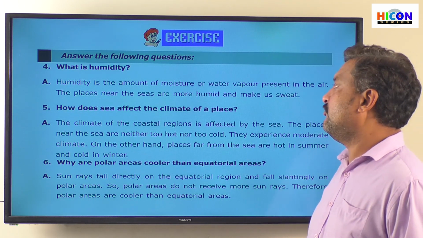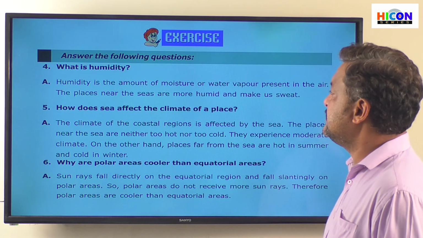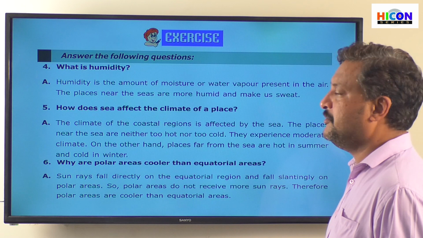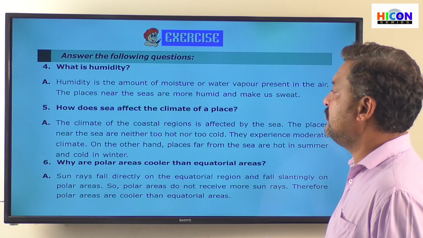Humidity is the amount of moisture or water vapor present in the air. The places near the seas are more humid and make us sweat. How does the sea affect the climate of a place?